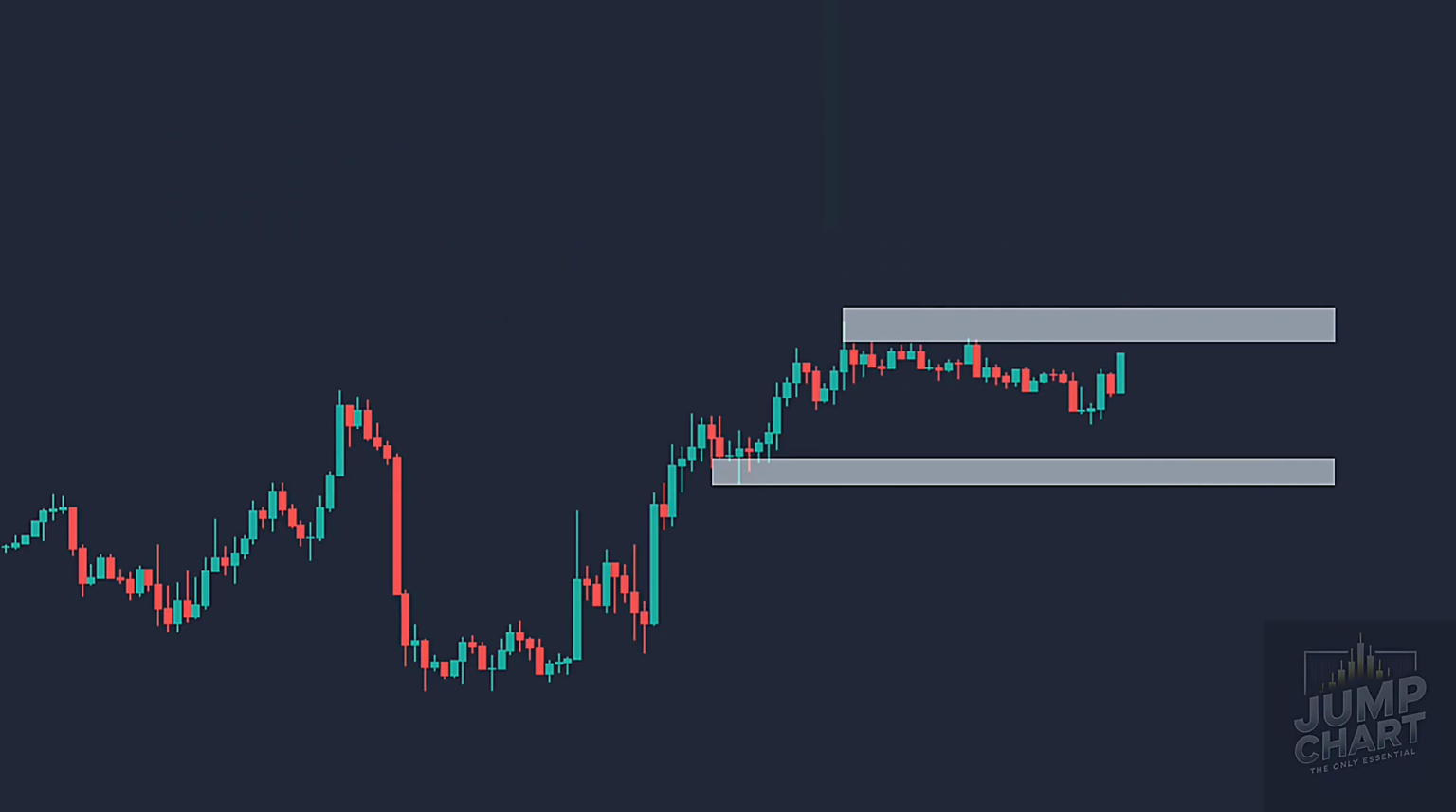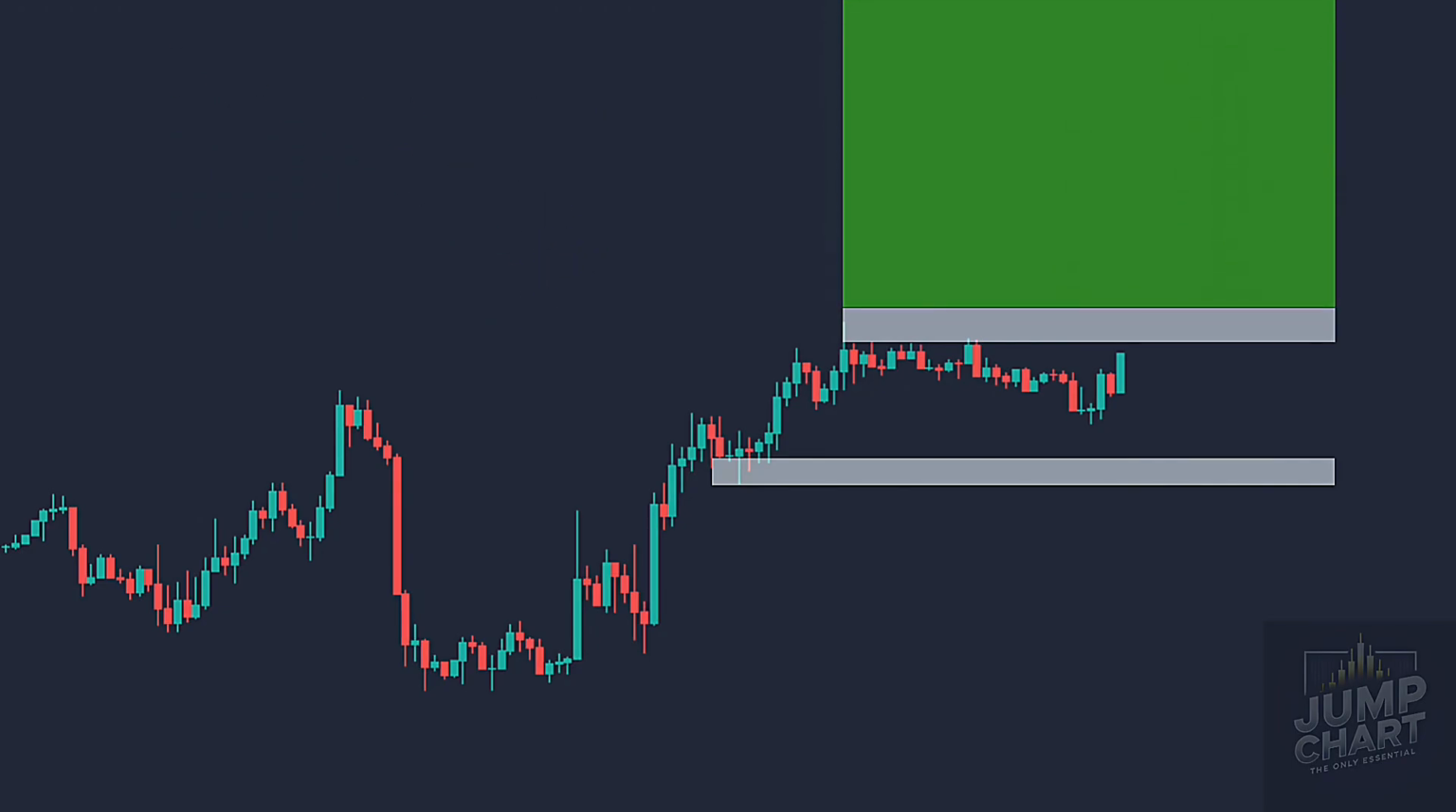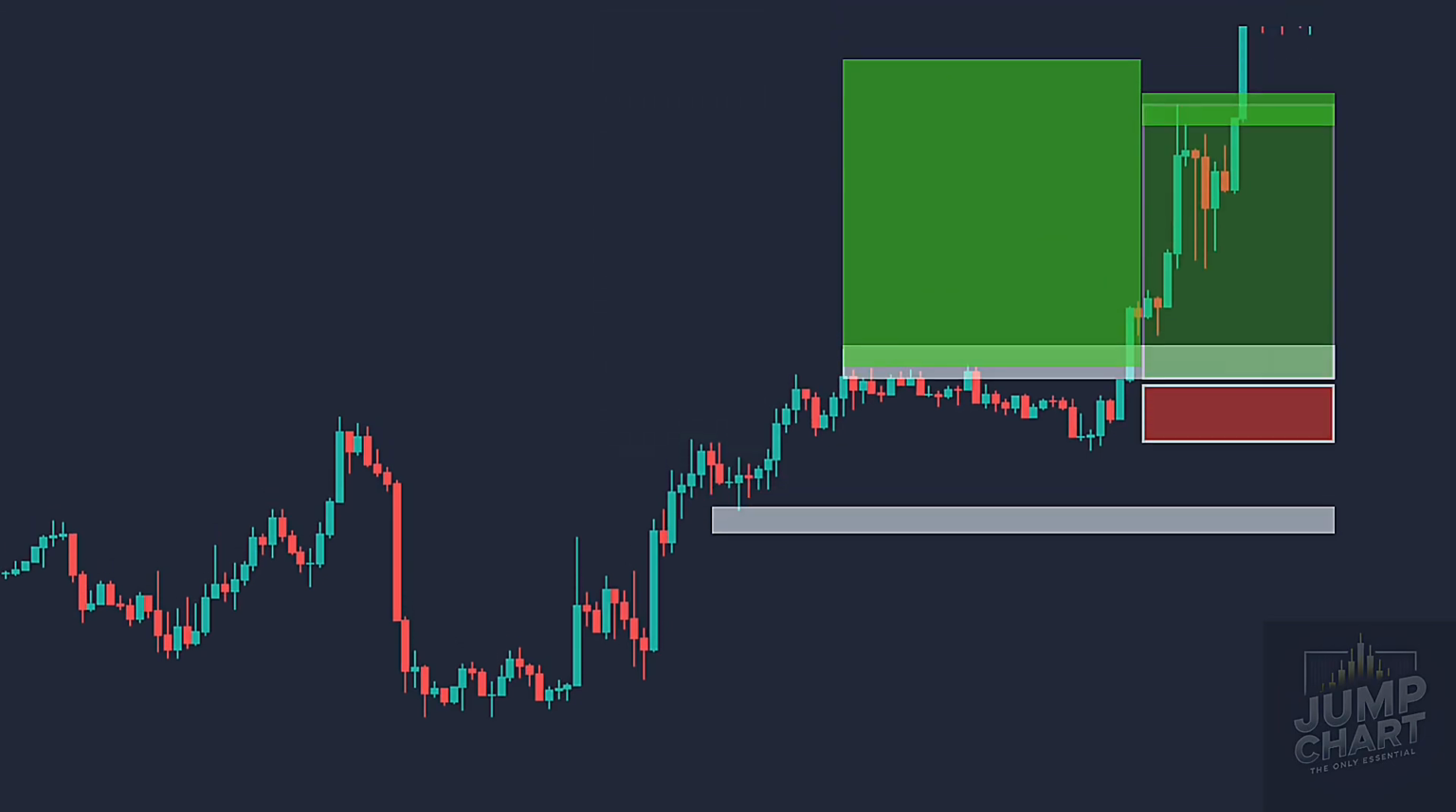I draw a new green trading zone above resistance and lay out the trade. Once price breaks and closes above that level, we get the exact continuation we expected. Price drives up cleanly and the setup is validated. Now we're going to look at another breakthrough example.